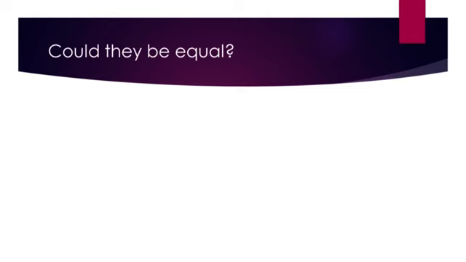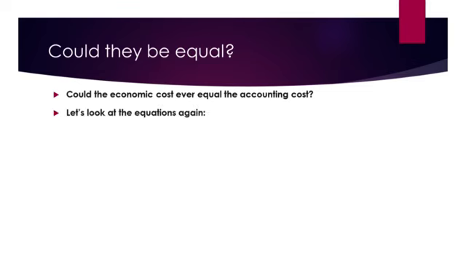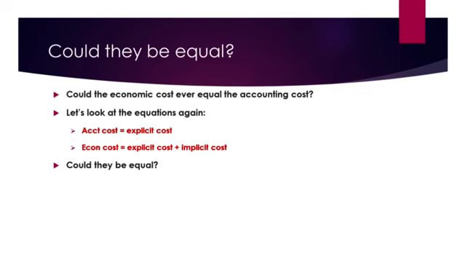Now, is it possible that these two costs could be equal? In other words, could economic cost ever equal accounting cost? Well, let's use the equations to help us answer that. Again, here's our two equations. Accounting cost equals explicit cost, and economic cost equals explicit cost plus implicit cost. What would have to be true for them to be equal? Well, for them to be equal, do you agree that we'd have to have an implicit cost of 0? If our implicit costs were 0, then the two equations would be equal. We'd get the same calculation.